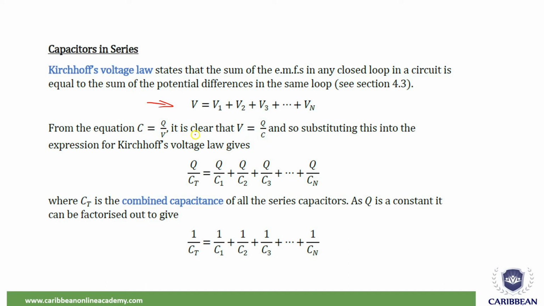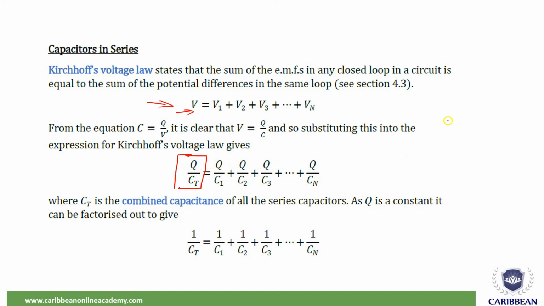So by way of substituting V into this Kirchhoff equation, I am left with my total voltage, which is the same thing as this. My total charge divided by CT is equal to Q divided by C1 plus Q divided by C2 plus Q divided by C3, and it continues depending on the amount of capacitors that you have. Now, you might be wondering, why is it that the Q remains constant?